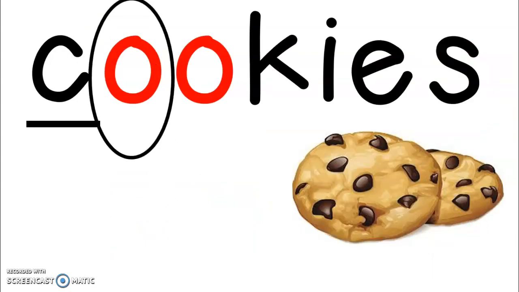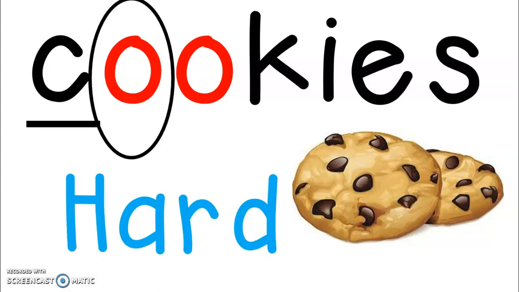Cookies. If you said hard, you are correct because the letter C is followed by the letter O, which makes the hard sound. K.